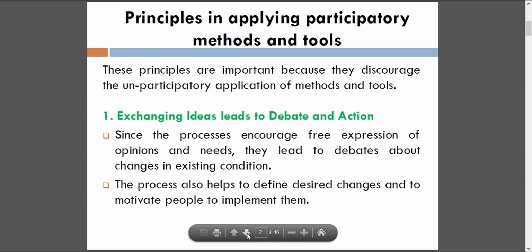So the first principle is exchanging ideas leads to debate and action. And we see that since the processes encourage free expression of opinion and need, there is normally a debate about the changes that are existing within the community. So the processes also help in defining the desired changes, and this motivates community members to implement the agreed activities.